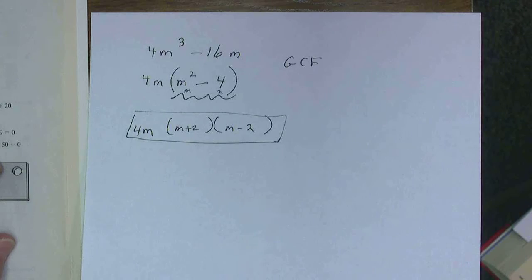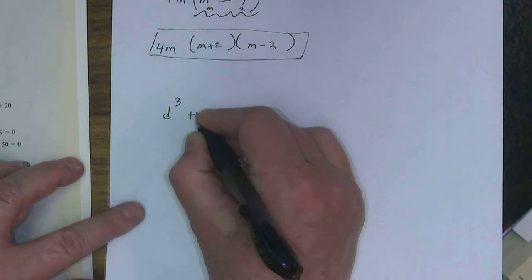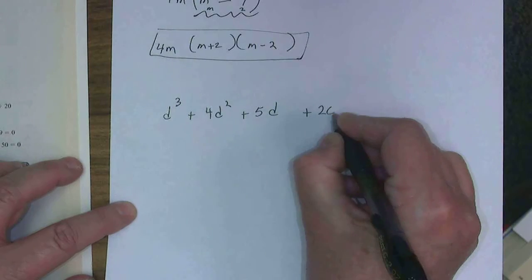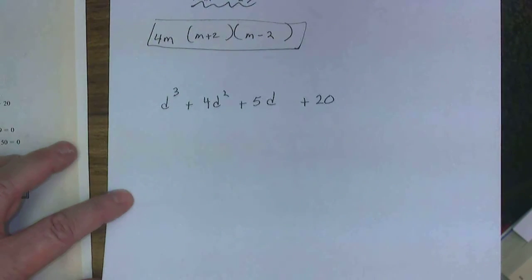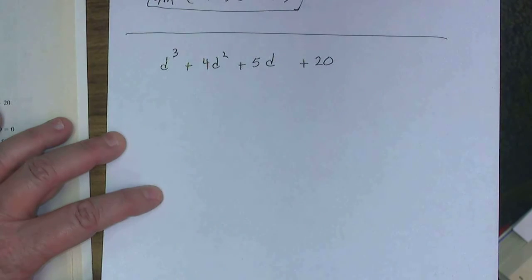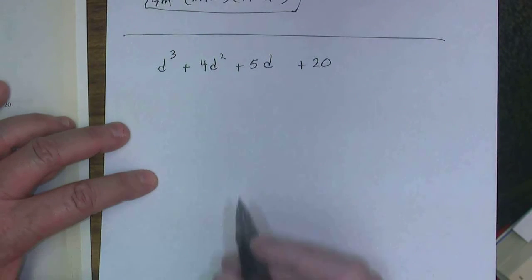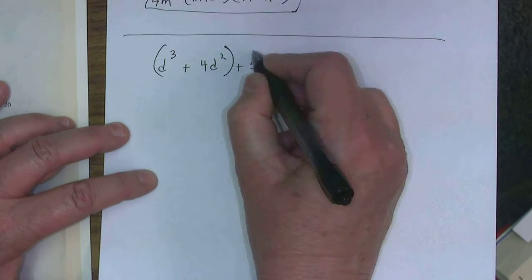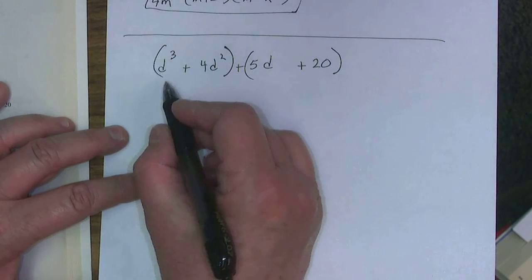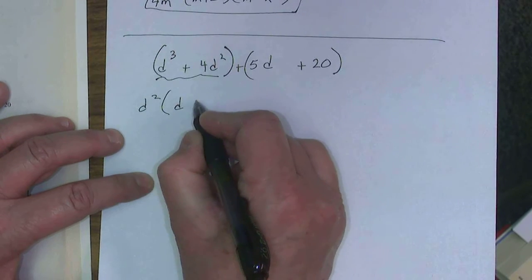Let's look at d cubed plus 4d squared plus 5d plus 20. There are 4 terms, so that gives me the hint that I factor them by grouping. So let's group the first 2 and the last 2, and let's see what is left. Out of these, I can take a d squared. I would be left with d plus 4.